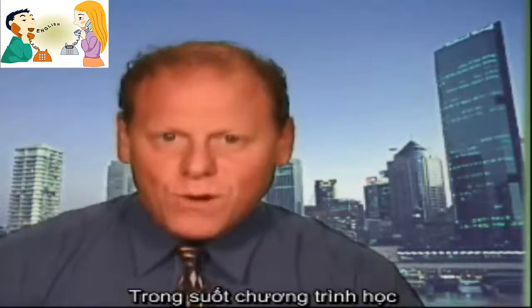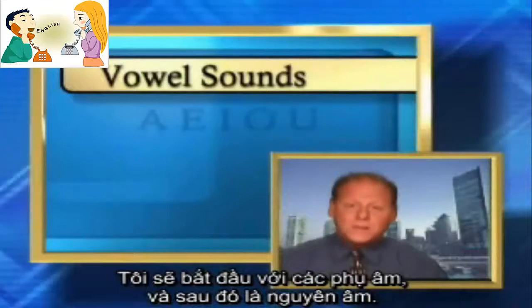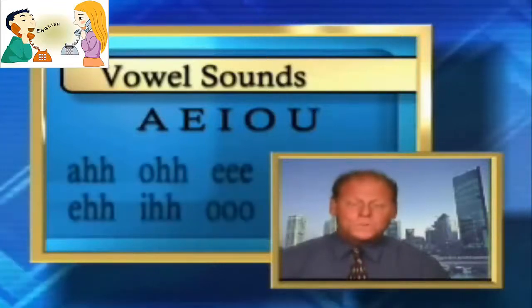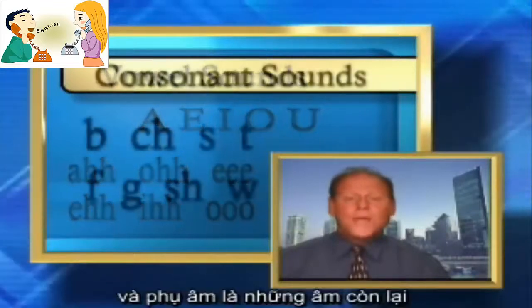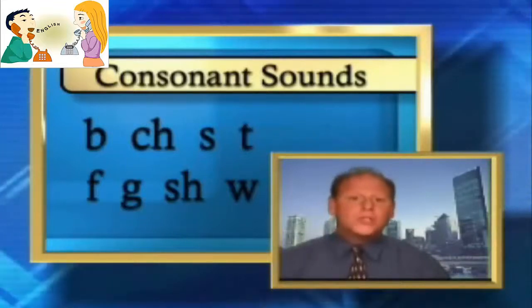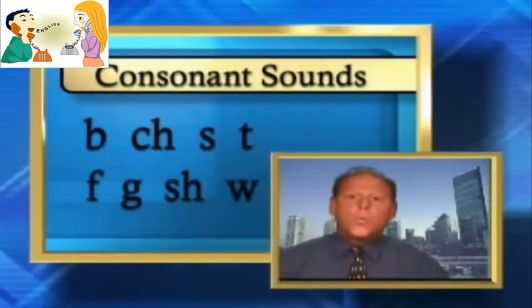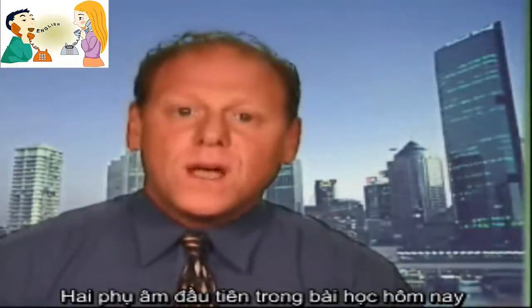During the course of this program, I will begin by addressing consonant sounds, and then later on we'll work with vowel sounds. Now, vowel sounds, as you know, are A, E, I, O, and U. And consonant sounds are basically all the other letters and sounds, like B, Ch, S, T, F, G, Sh, W, and of course there are many, many more sounds. The consonants that we are going to cover in this first session are the consonant R and the consonant W.